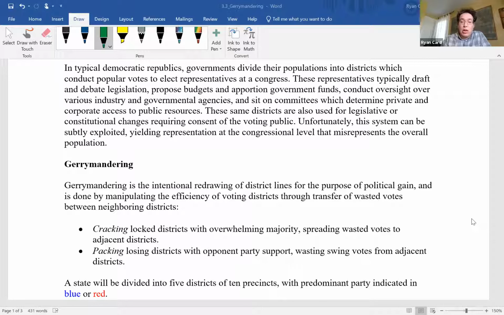Cracking is trying to create a district that's almost 50-50, but the side that you want to win just edges over. Maybe it gets 55% of the votes, and the losing side gets 45% of the votes. If it's a close race and one side wins, there's only one representative for one district. So the losing side wastes all of that 45% of the votes. That's what cracking is.